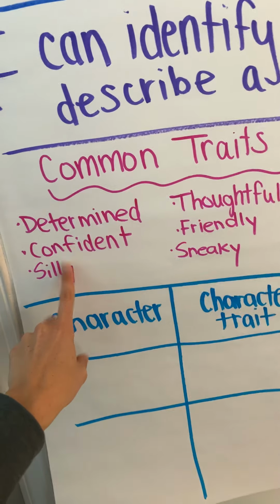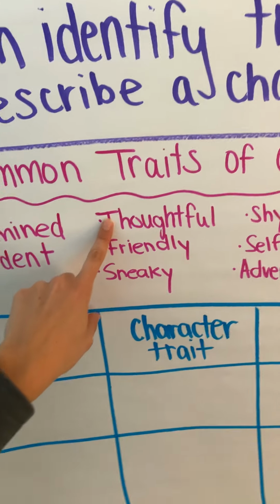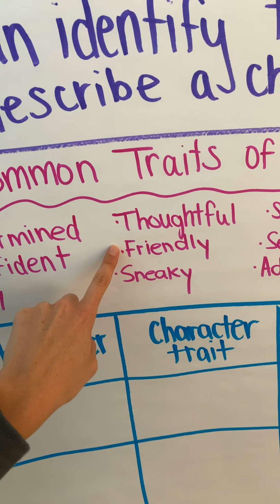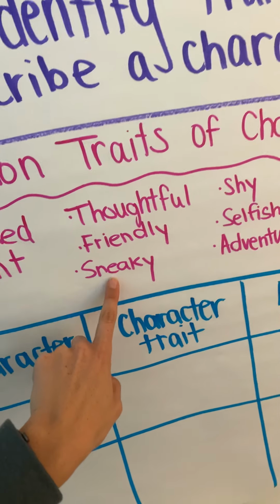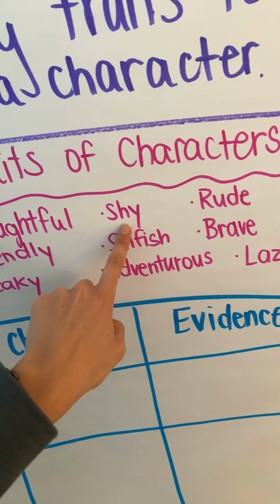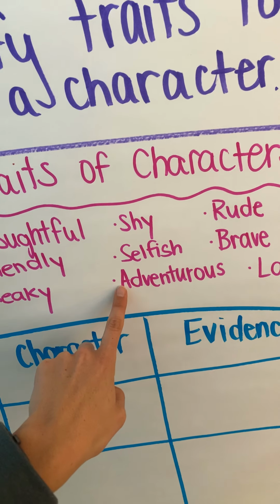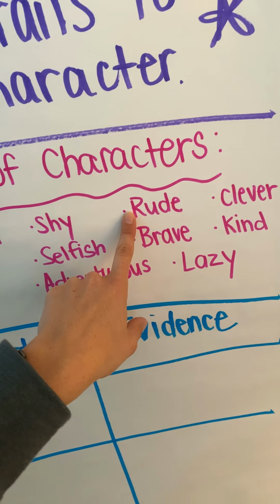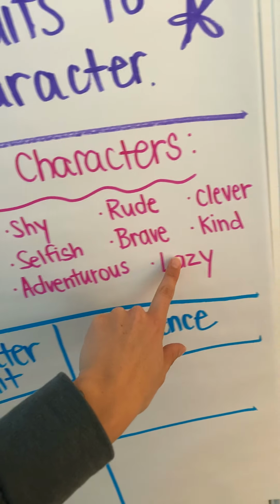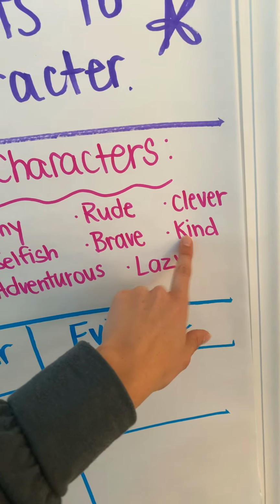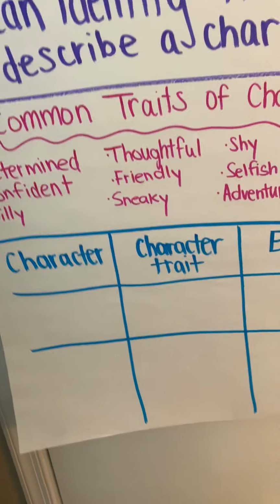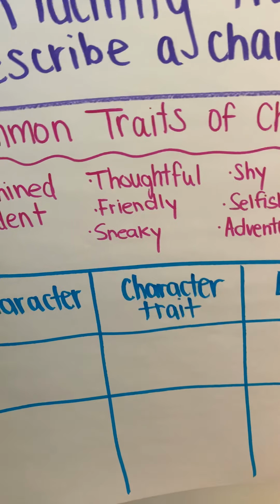Silly, we see a lot of silly characters. Thoughtful, they're thinking about others. Friendly, we see a lot too. Sneaky, ooh, that's a good one. Shy, selfish, adventurous, I love that one. They might be rude or brave, lazy, kind, clever. Those are just some common ones that we see. That means we see them a lot in stories.